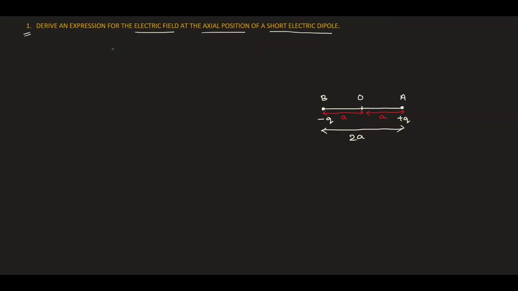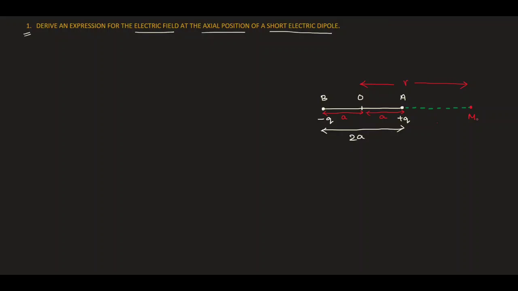So what is the meaning of axial position? Axial position means any point lying on the axis of the dipole. So what is the axis? Axis means I have to extend the line joining the two charges. So now I will extend the line like this, and on this axis I can take any point. Suppose I take a point M here. So M is called the axial point. Now my task is to find the electric field strength at that point M. And assume that the distance of the point M from the center O is r.